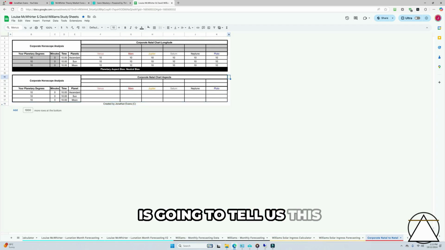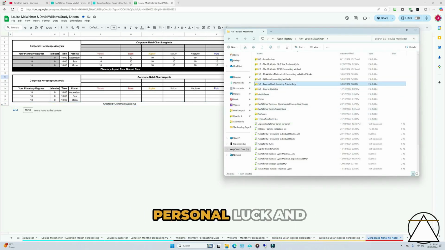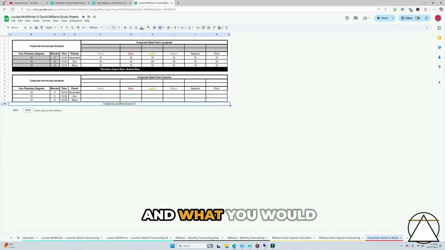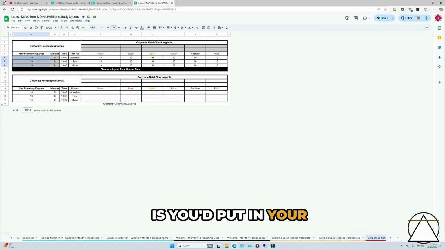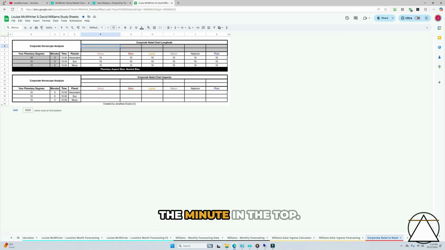The final one, which I give you, is the corporate natal to natal, and basically this one is going to tell us, just so I can remind you now, this is part of the personal luck and investing and astrology. What you would do here is put in your aspects for the ascendant, sun and moon, so you put in the degrees, and then it would aspect to the corporate one. So your ascendant would aspect Venus. You'd put in basically the degree and the minute in the tops.